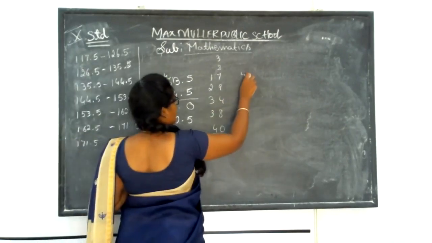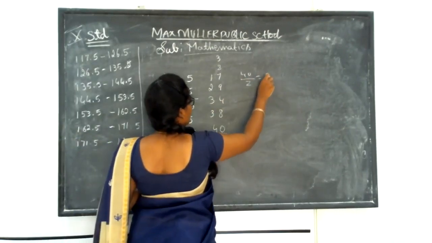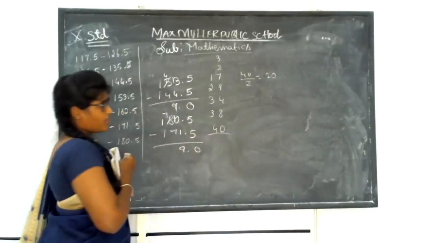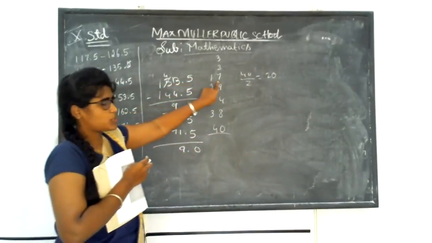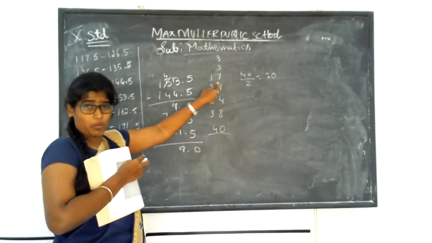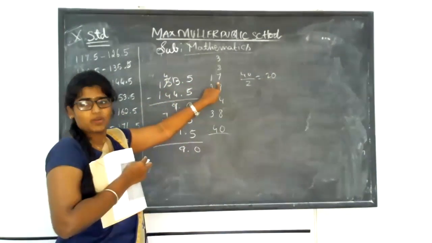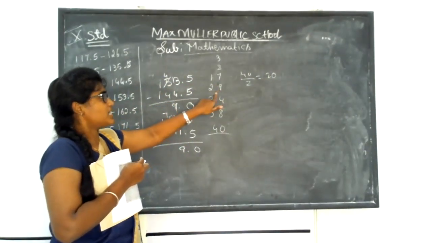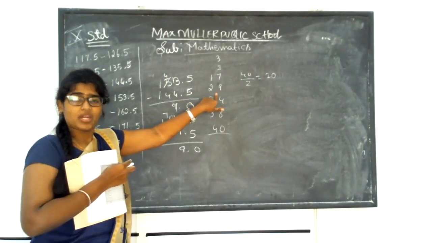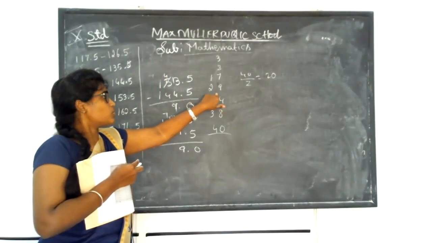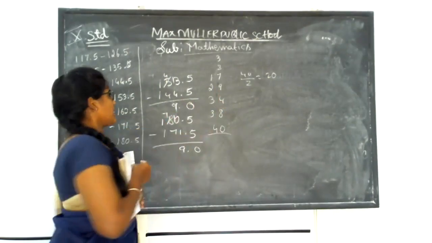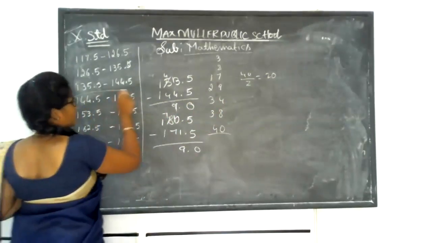So 40 divided by 2. 40 divided by 2 is how much? 20. Where will you get 20? In the first one, 17. 17 is less than 20, so you won't get that 20. Next, 29. 29 is more than 20. So you are going to take 29, and the frequency will be this one.